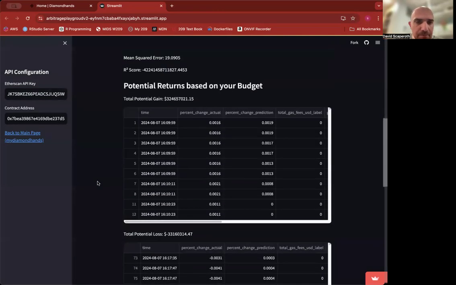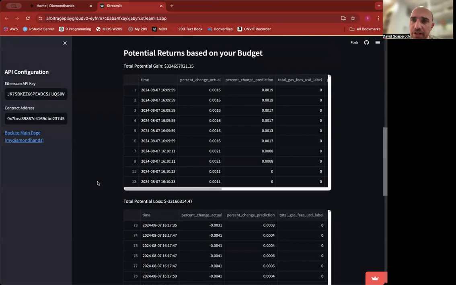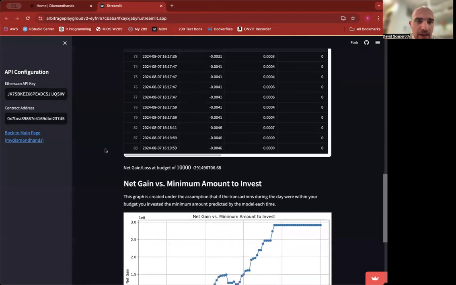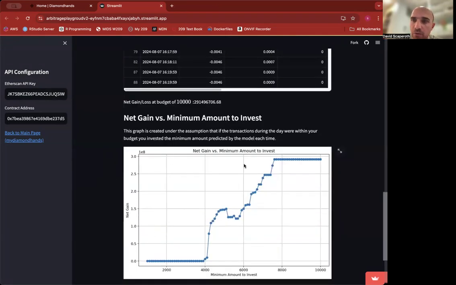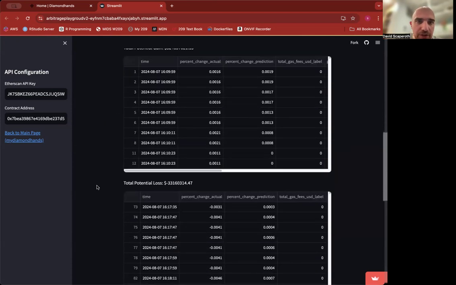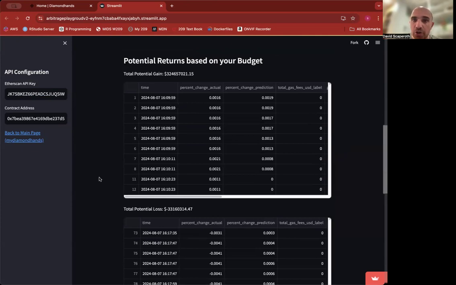Okay, and then what you see here is two tables of results, which I'll unpack for everyone. And then we have sort of a final plot, which talks about the net gain. And so we'll talk about that. Okay, so the first thing is about potential returns based on your budget. So the first thing is, what is the budget? The budget here is actually about the amount of money I'm willing to spend on any given exchange.